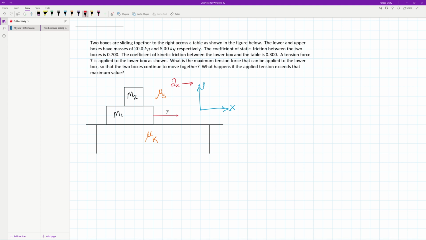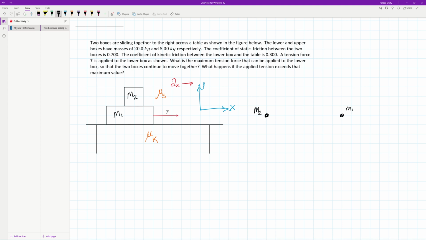Okay, so we've got our diagram, we've got our coordinate system, we've defined all the variables that we can see that we're going to need so far. The next step is typically to set up a free body diagram for each of the objects that we need to consider. So let's go ahead and do that. It looks like we're going to need a free body diagram for the lower box and the upper box. So I'll put the upper box here, and we'll say it has a mass of M2, and the lower box can go here with a mass of M1.